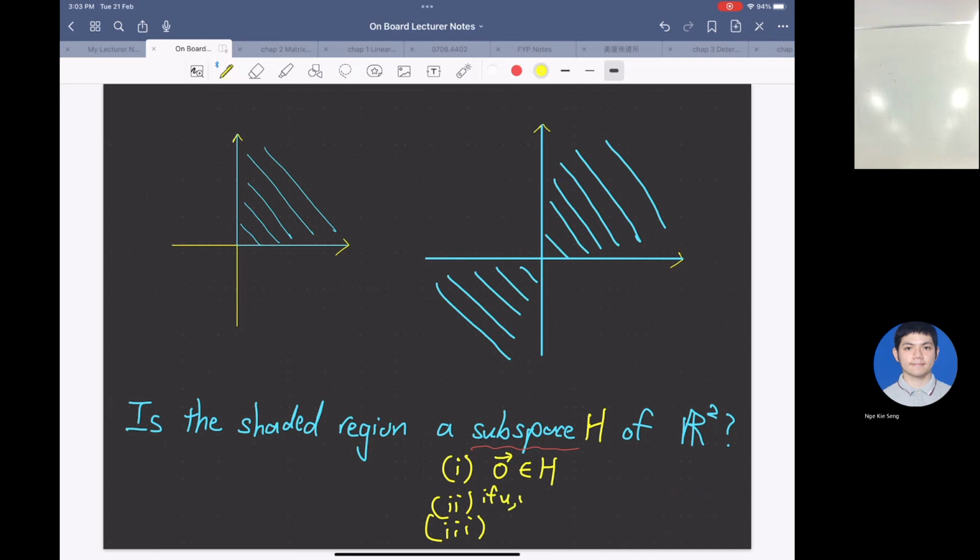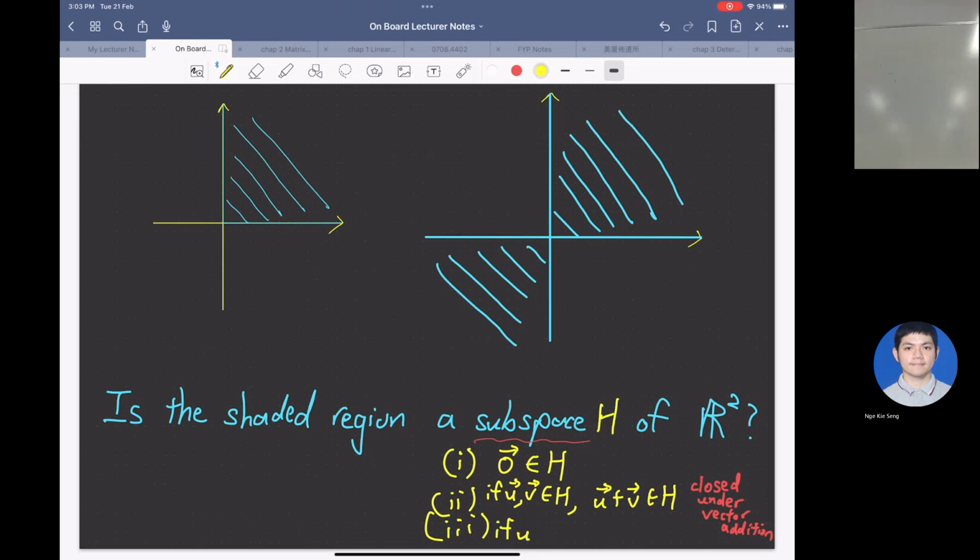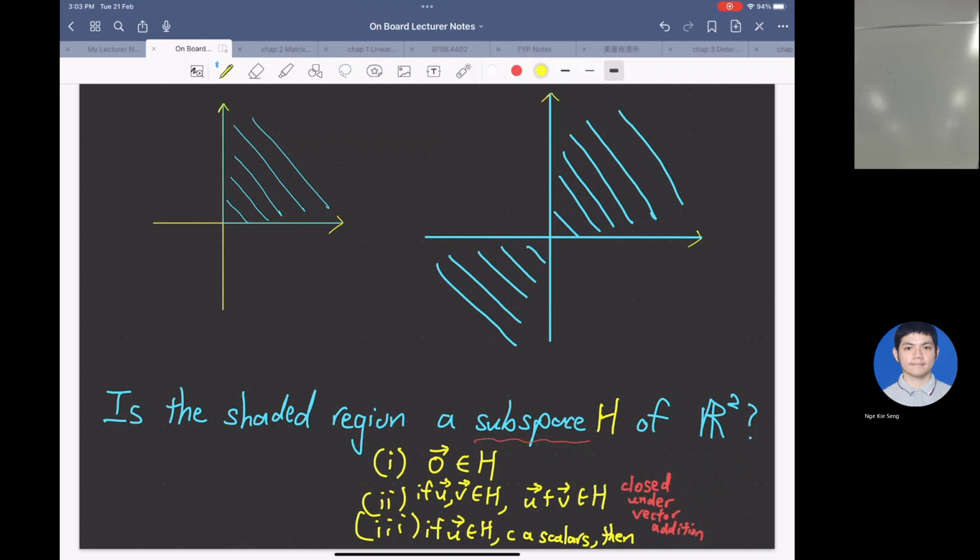If u and v are in H, then u plus v is in H. This one is called closed under vector addition. How about the third one? If u is in H and c is a scalar, then cu is in H.